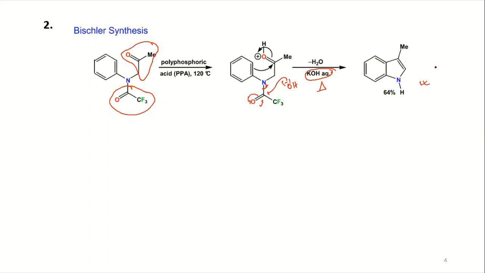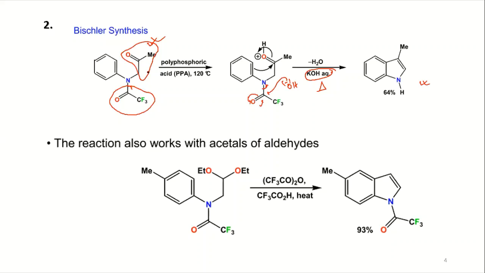Now this is the keto form. You can use the aldehyde form also, but since this part is aliphatic, if you use the aliphatic aldehyde, generally aliphatic aldehydes are very less stable. So what is better to use is its protected form, and the protected form of aldehyde is the acetal. And that is here.